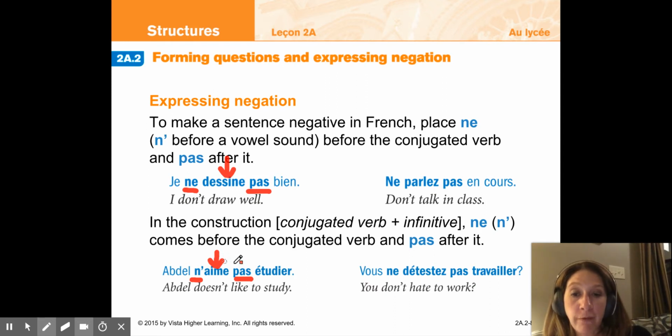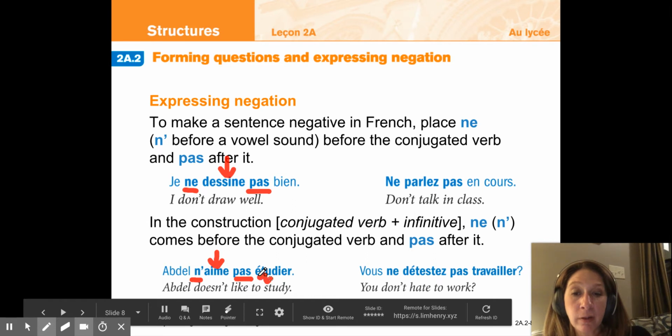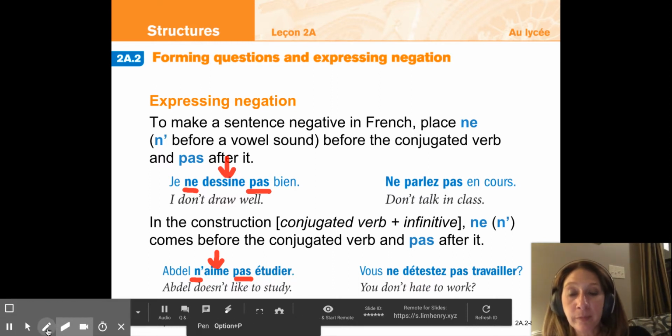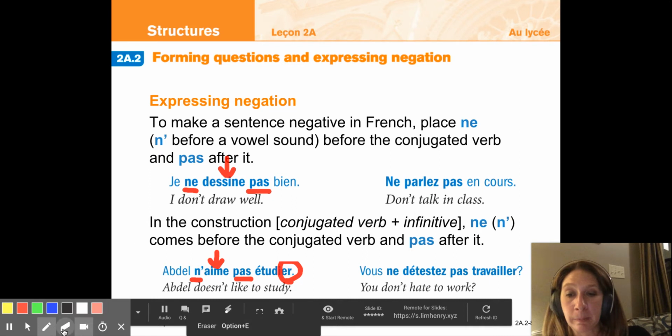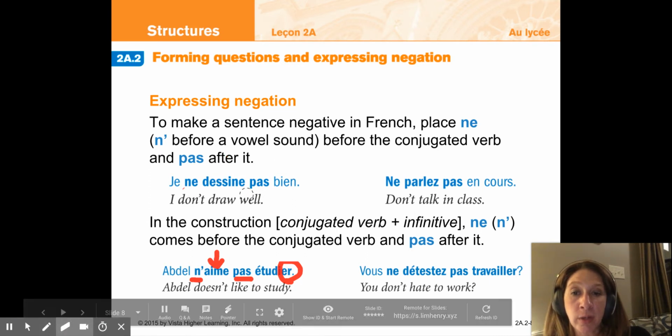So if you have an infinitive, remember an infinitive means that the verb still ends in the ER ending. Here we have the ER ending. We haven't taken it off. We haven't conjugated it. Then the ne pas goes around the conjugated verb and the étudier just stays as the infinitive after it. While you think about all of those, I'm going to delete this really quickly.